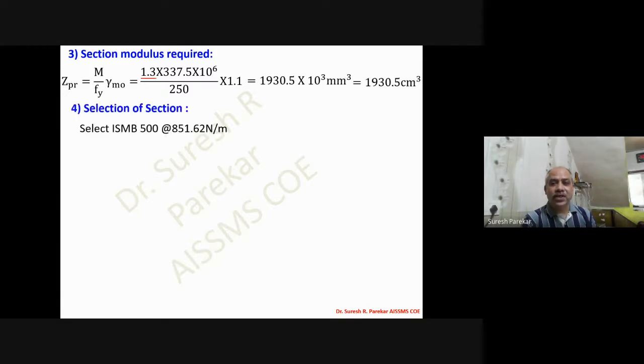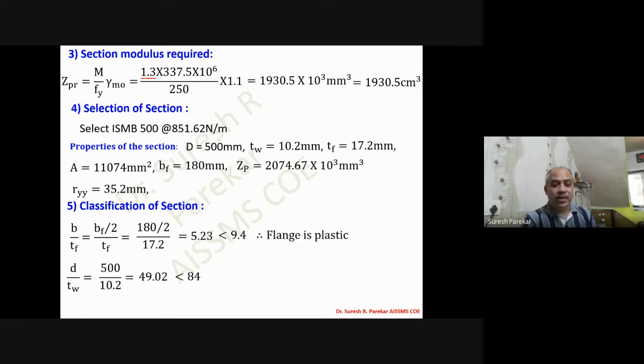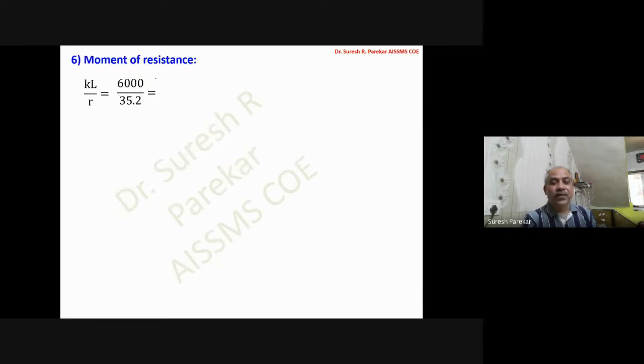1930.5, and based on this I have taken ISMB 500, and in the same way we have calculated it. We have the classification of section. Then the section becomes a plastic section, then beta B becomes 1, then moment of resistance. Now the moment of resistance we have to calculate by beta B Zp into FBD, and therefore we have to calculate FBD.